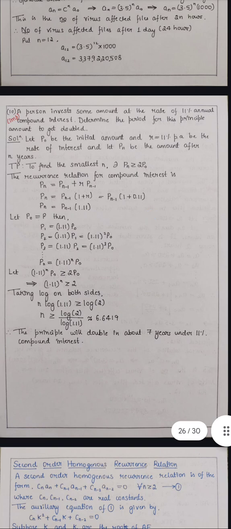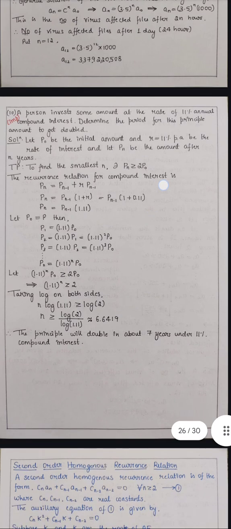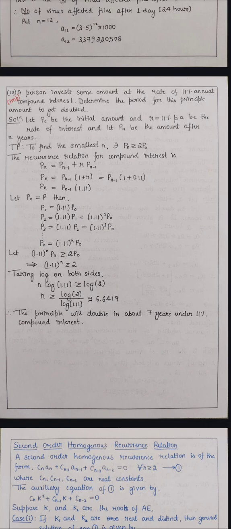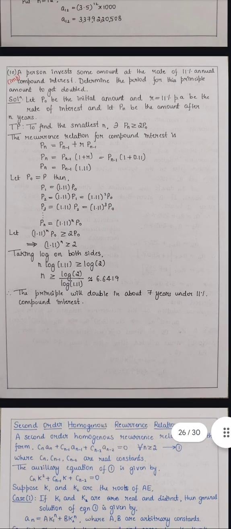A person invests some amount at the rate of 11% annual compound interest. Determine the period for this principal amount to be doubled. Let P0 be the initial amount and the rate of interest be 11% per annum. Let Pn be the amount after n years. Then Pn ≥ 2 P0, to find the smallest n.